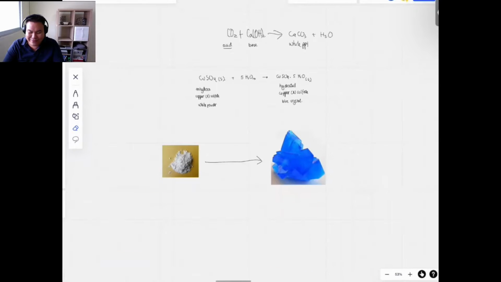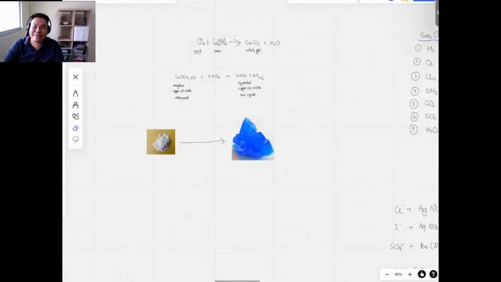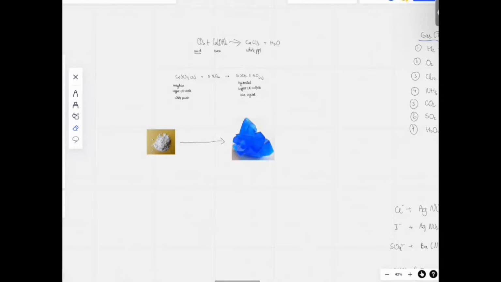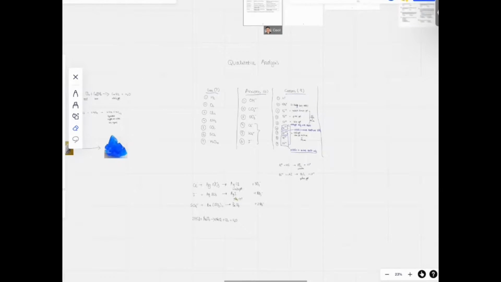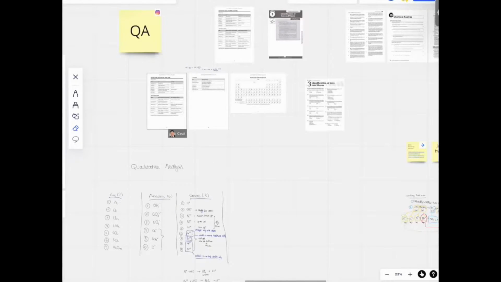Good. All sulfates are soluble except for three. What are they? Barium, calcium, and lead. I'll send you the solubility table later. But you must be able to memorize all these reactions.